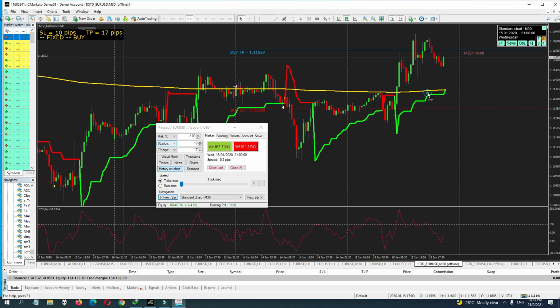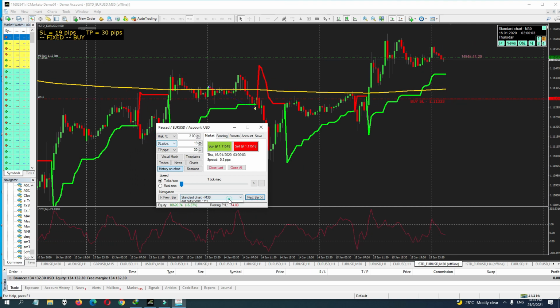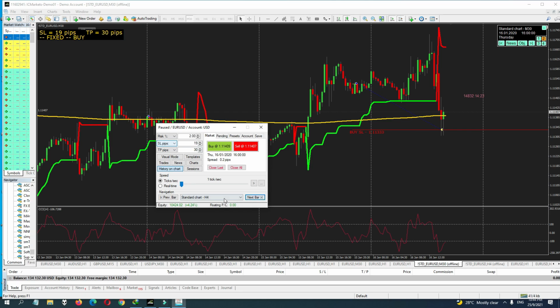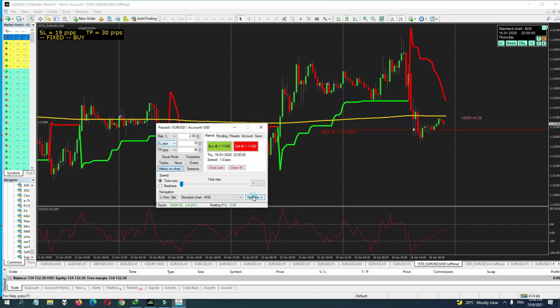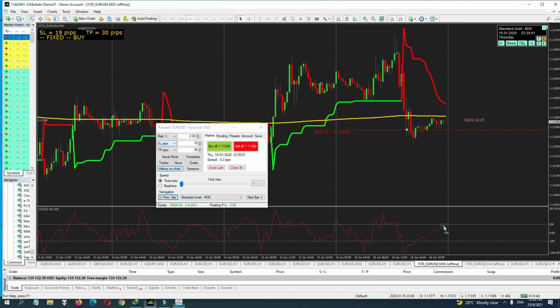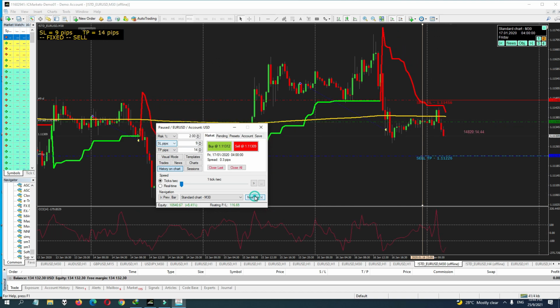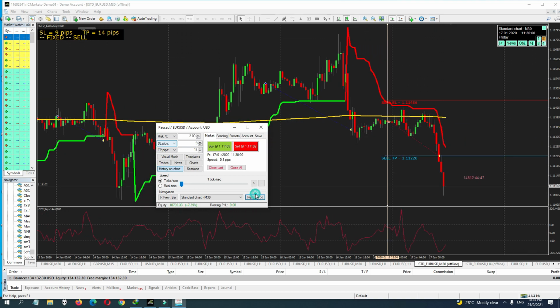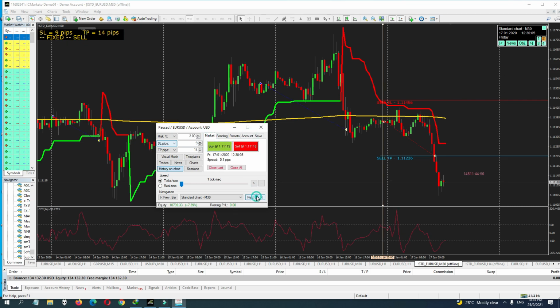We have a signal here. It goes below negative 100, so we buy. I'm going to speed this up. We get stopped out. Sorry, it goes above 100 and then it goes back down, so we sell here. We got it. So far we're making 700 bucks.